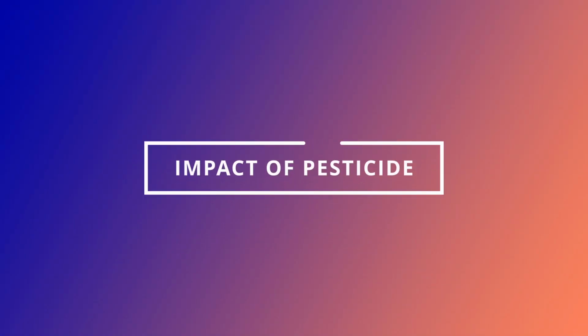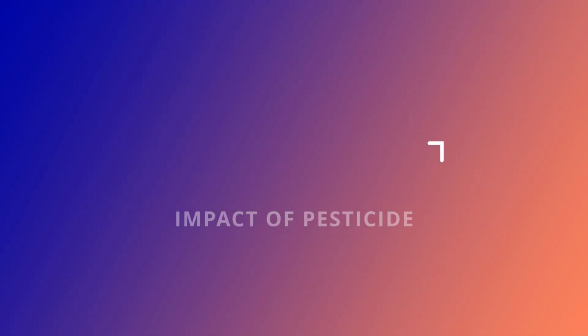Now we are going to discuss the impact of pesticide. As I am saying, pesticide is basically a chemical. As chemical substances are sprayed in the agricultural land, the most harmful effect is on the agricultural farmers; they are getting the most harmful effect.